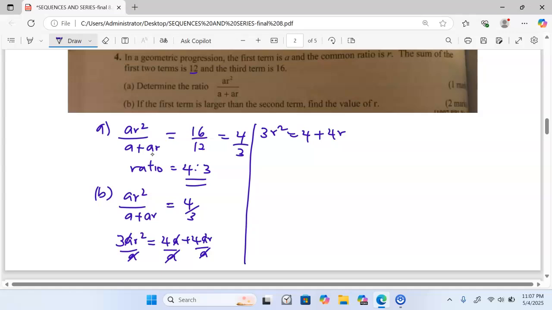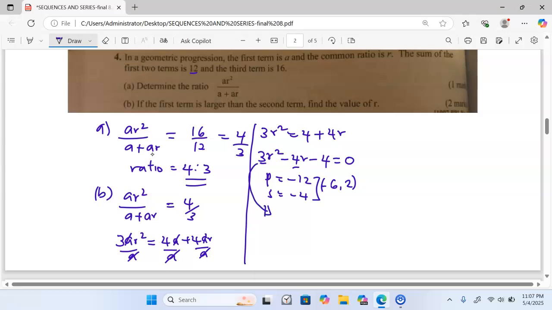We reorganize this so that we can form a quadratic equation by bringing 4 and 4r on this other side, such that we have 3r squared minus 4r minus 4 being equal to 0. This is a quadratic equation. We can factorize it using the product sum method. The product is 3 times -4, giving us -12, and the sum is -4. So we need two numbers whose product is -12 and their sum -4. The two numbers will be -6 and of course +2.